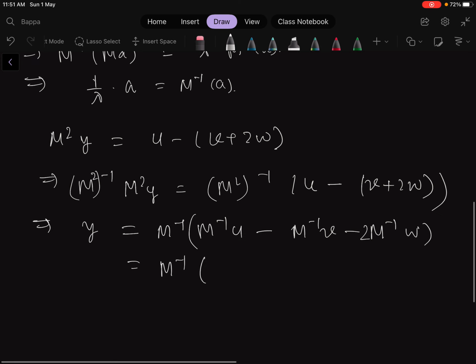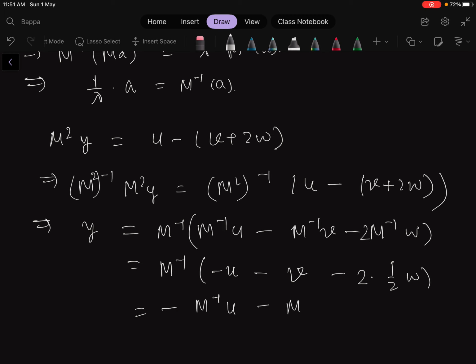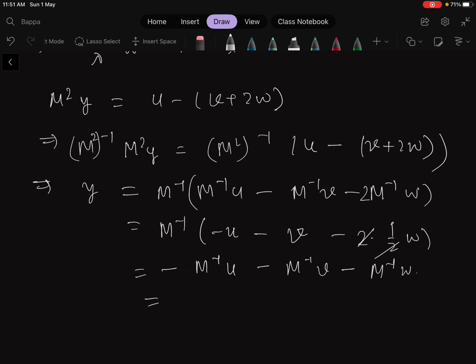So M inverse of u is minus u, M inverse of v is v, minus 2 times 1 upon 2 w. So again, minus M inverse of u, minus M inverse of v, plus M inverse of w. So that means M inverse of u is minus u, so minus minus plus u, minus M inverse of v, which is v, plus half times w.